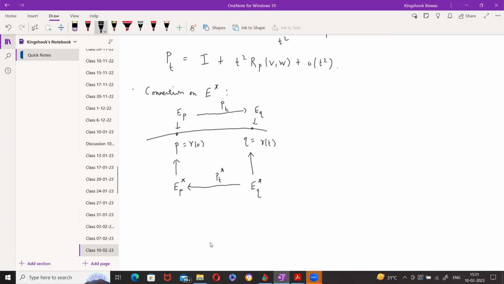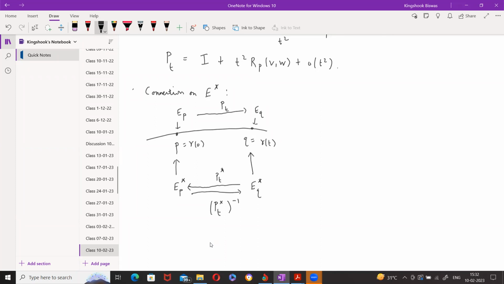Anyone? Take the dual of PT inverse. Yeah, exactly. So take the inverse of the dual. So take PT star inverse. That goes forwards from E_P star to E_Q star, right?